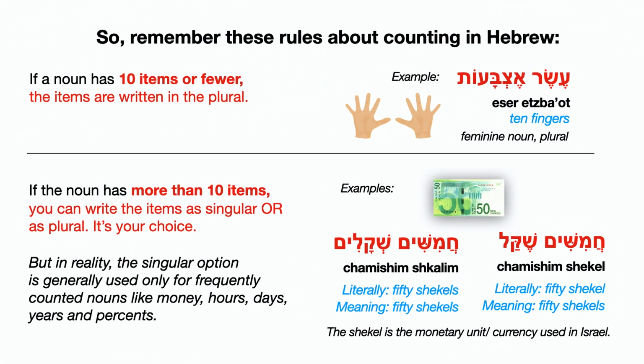So remember these rules about counting in Hebrew. If a noun has 10 items or fewer, less than 10 items, the items are always written in plural. So in our example here, 10 fingers, it's eser etzbaot. Etzbaot is in the plural. But if the noun has more than 10 items, you can write the items as singular or as plural. It's really your choice.